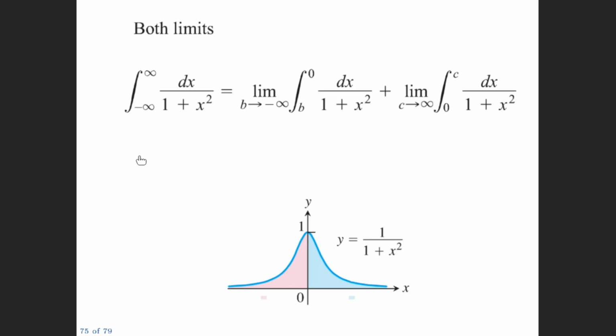If we have both limits, minus infinity to infinity, we must split this up into two different integrals. We can't do this in one step, we have to split it into two. You don't have to split it at 0, you can split it at any number that you want.